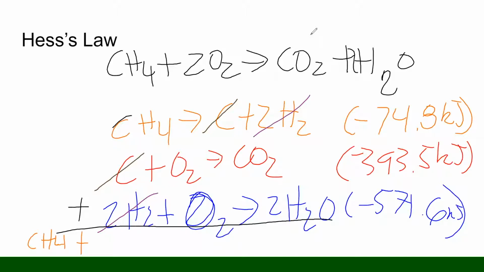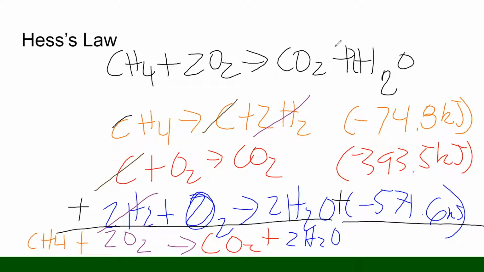plus 2O2 produces CO2 plus 2H2O. Now then, after combining all of that, we add all our energies to the right side.